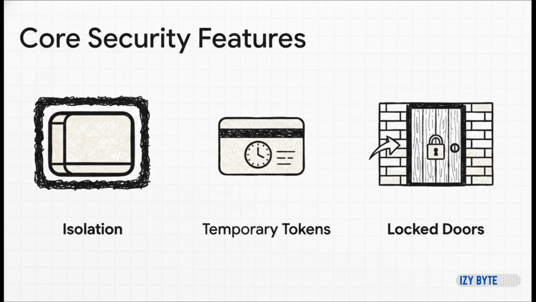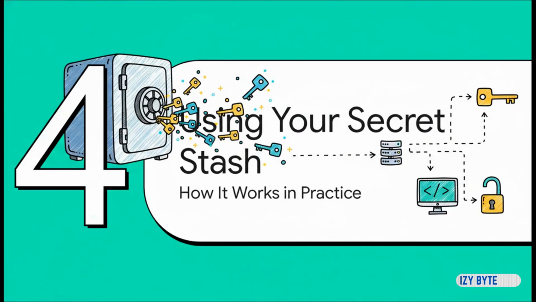Each codespace is totally isolated in its own virtual machine and private network. It's like having your own locked office. It uses temporary tokens, kind of like security badges that expire, for access to GitHub. And by default, all the doors are locked, firewalls are up, blocking any unwanted connections. So the vault is secure, which is great. But how do we actually use our secret stash of digital keys? Let's walk through how it all works in practice.